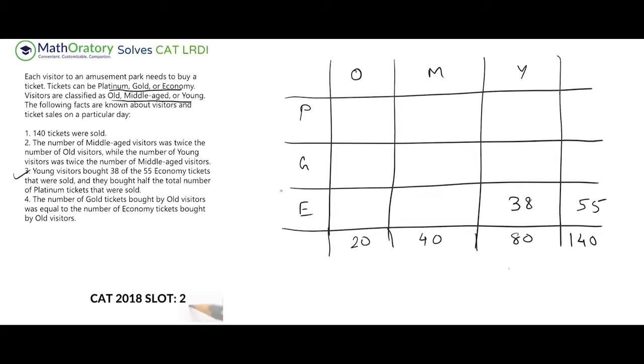So third is telling us that, and also it says they bought half the total number of platinum tickets that were sold. So this is a relationship. Because it's a relationship, let us use some variables to indicate that. So let us say the total platinum tickets sold were 2p, out of which the young are buying half of it, right? So this is talking about the young visitors, by the way. So this will be p. I don't like to take fractions along with variables as much as possible. So hence I've taken 2p and p.